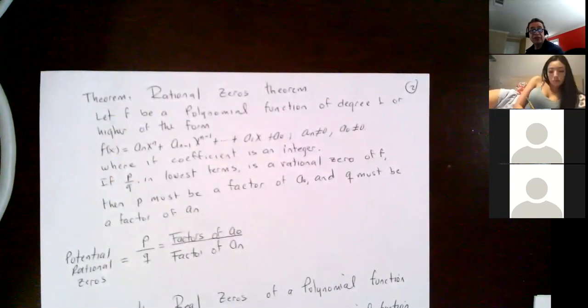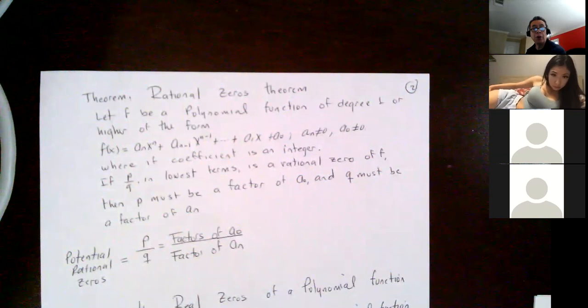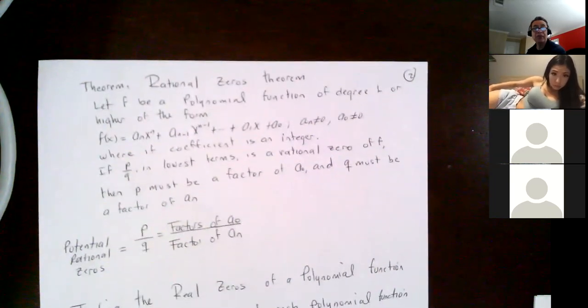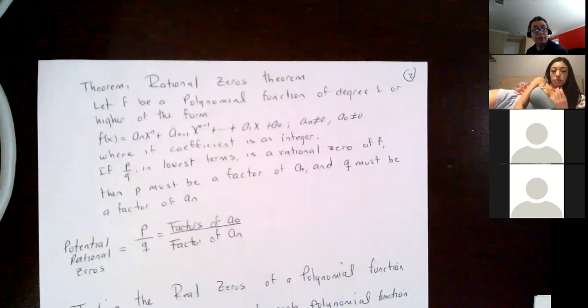Let's read this theorem here. Rational zeros theorem. It says, let f be a polynomial function of degree 1 or higher of the form f of x equals a sub n x to the n plus a sub n minus 1 x to the n minus 1, and so on, plus a sub 1 x plus a sub 0, where the coefficient is an integer, by the way.